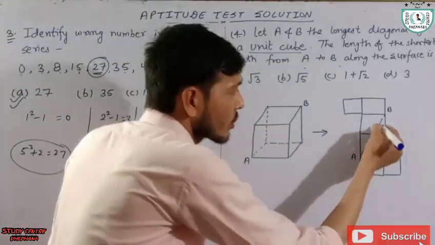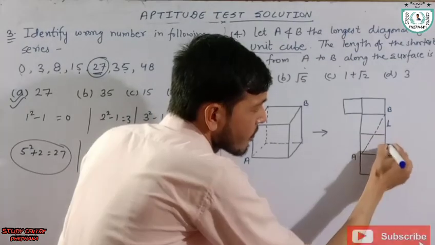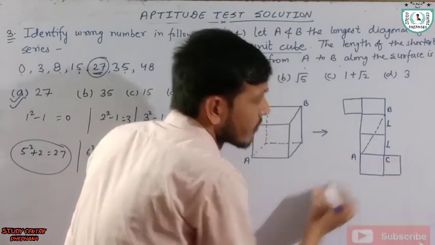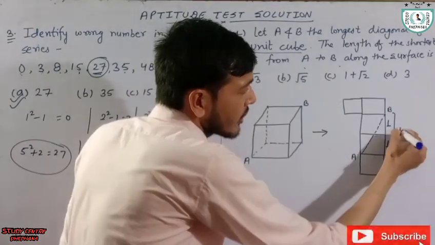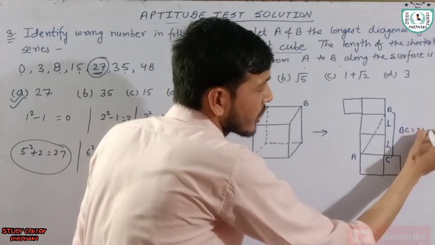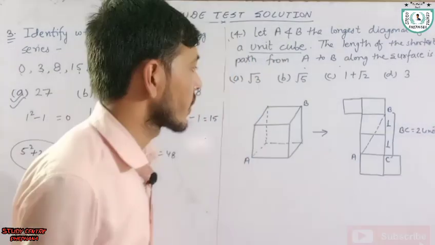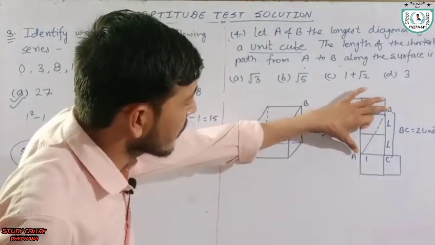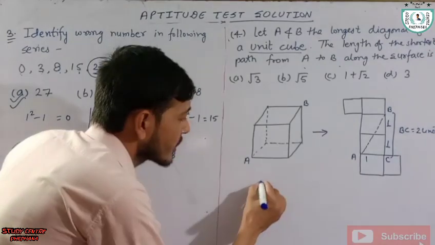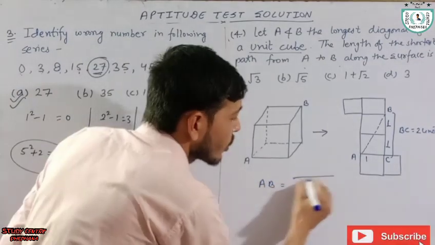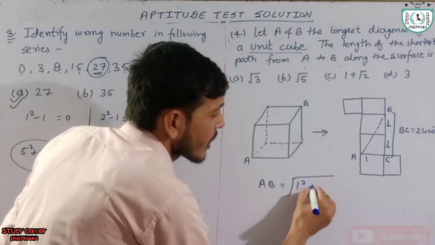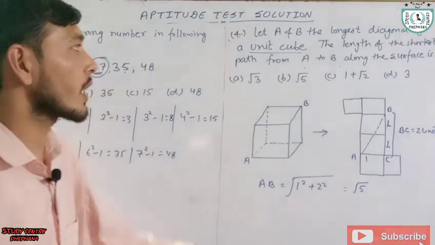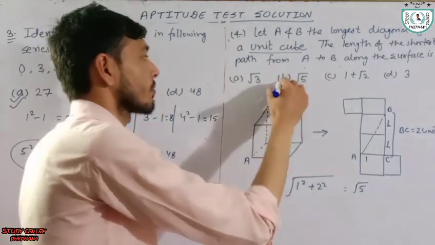According to this I can say 1 and 1. Here I let a point C. According to this, BC is equal to 2 units and AC is equal to 1 unit. Now I can easily find AB. Hence AB is equal to root of 1 square plus 2 square, that is root 5. Hence the correct answer of this question is root 5.